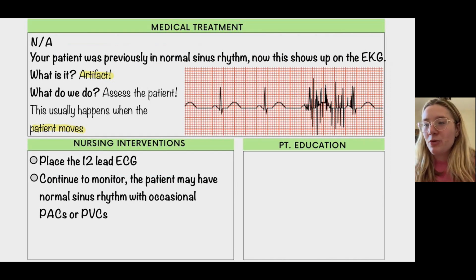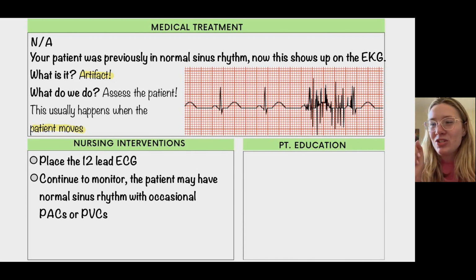So let's say my patient was in normal sinus rhythm all day, and then all of a sudden I'm sitting and I'm charting, and I see this on their EKG. Am I going to panic? Am I going to run away? Am I going to call for help? I don't know, get someone. Well, what do we think's happening here? They're normal, and then I'm seeing just all this fun stuff happening. That right there is artifact, okay?